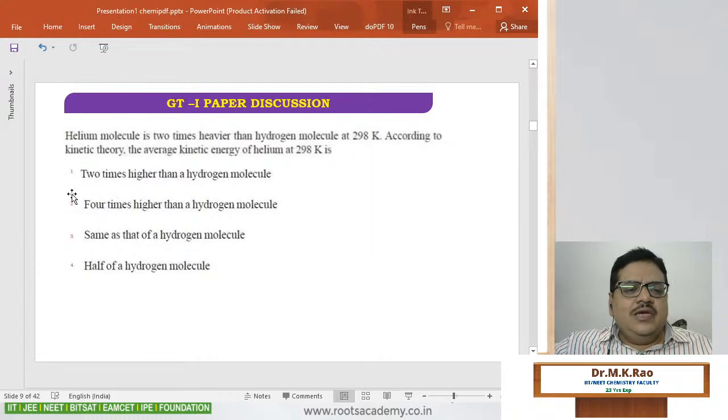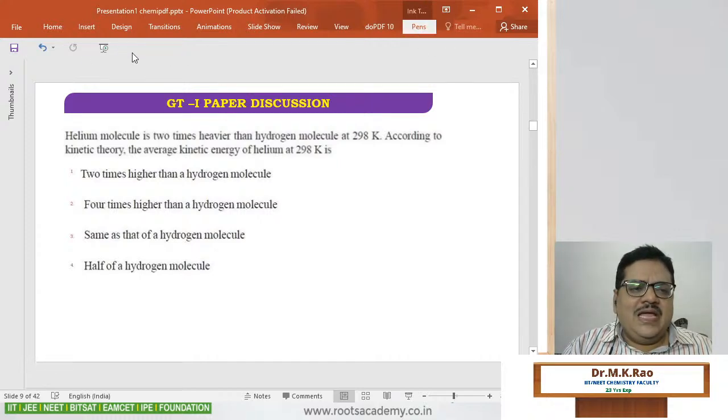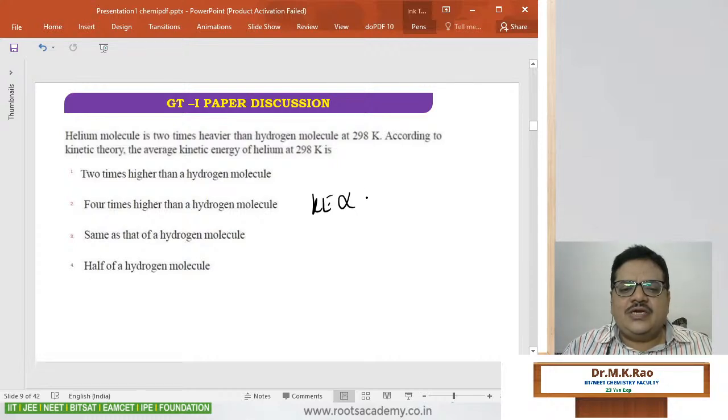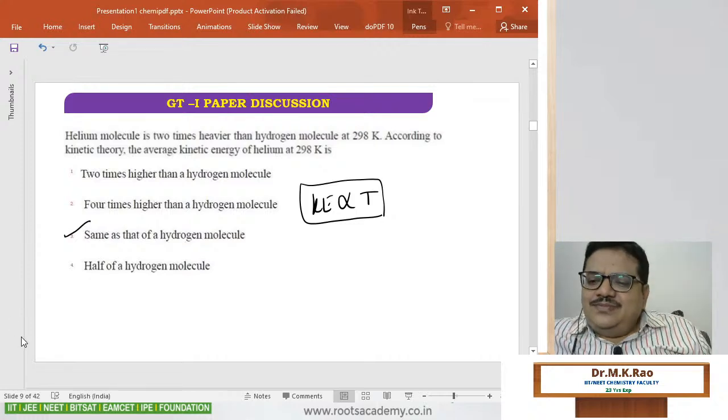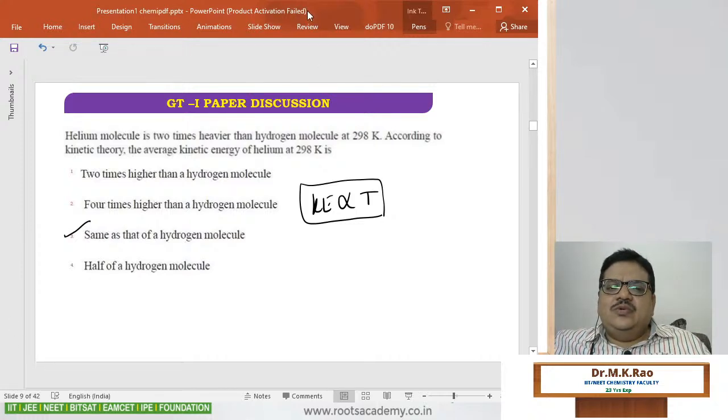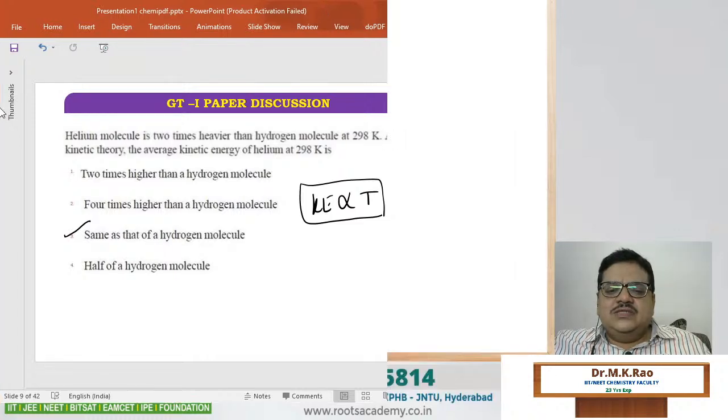Next, the helium molecule is 2 times heavier than the hydrogen molecule at 298 Kelvin. According to kinetic theory, the average kinetic energy of helium molecules, all of you listen very properly, is directly proportional to absolute temperature. So it should be option C, same as that of hydrogen molecules.